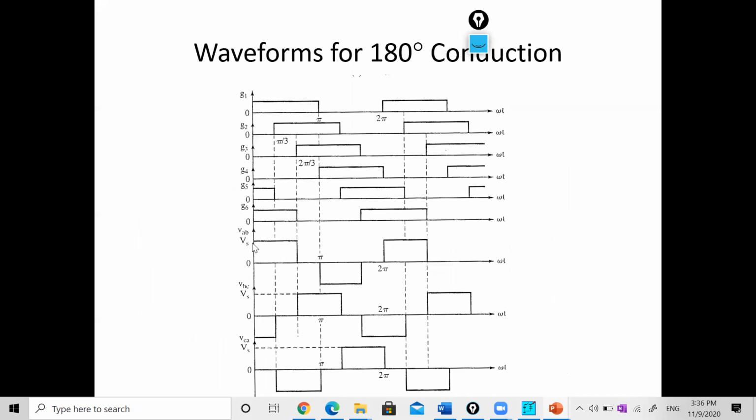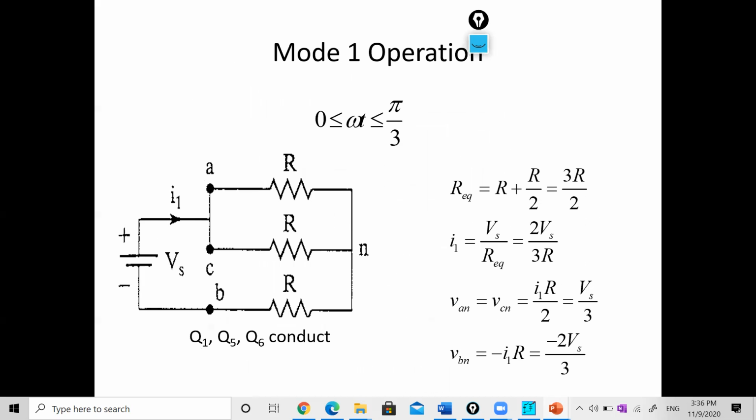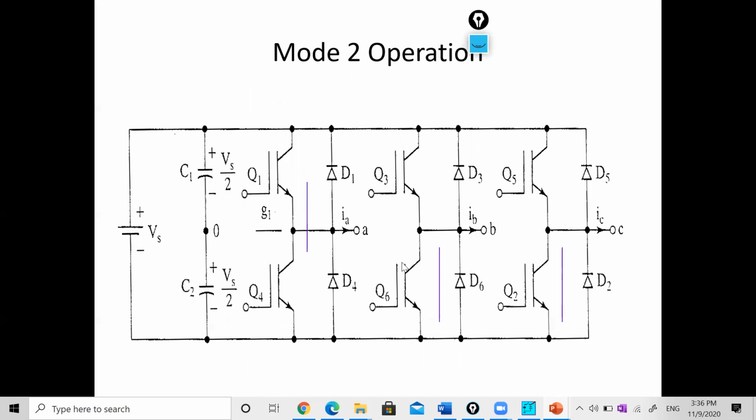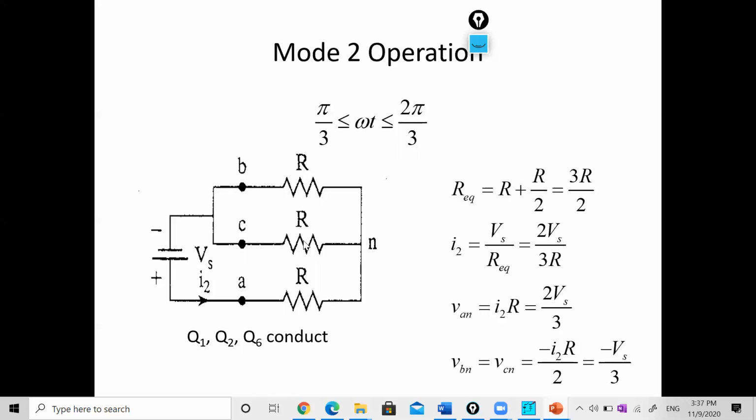At 60 degree, what is going to happen? Q5 is going to switch off and Q2 is going to switch on. So during 60 to 120, Q1, Q2 and Q6, these three transistors, are conducting. Now we can consider Q1, Q6 and Q2. These two transistors are from the lower half, so these are connected to the negative, and current will be divided here. This is negative, this is positive. Here A phase is connected, here B and C.